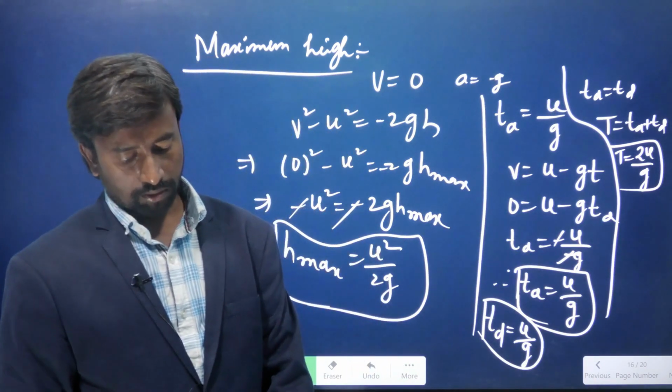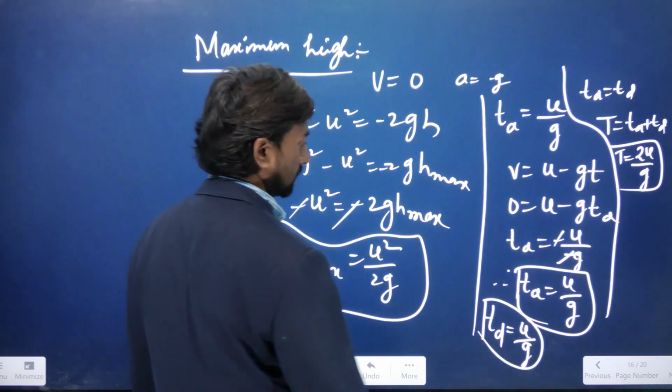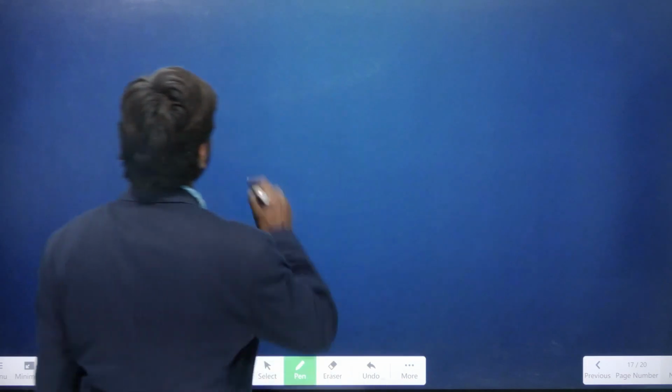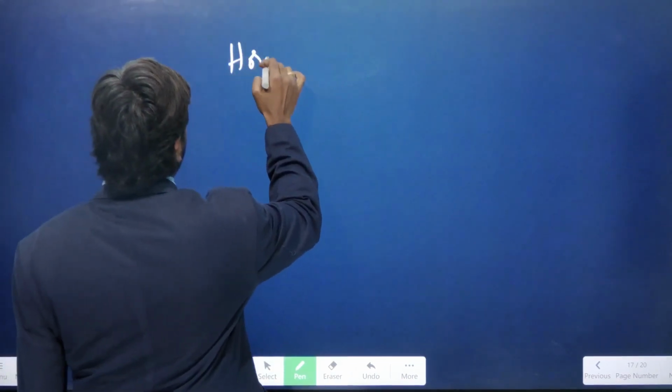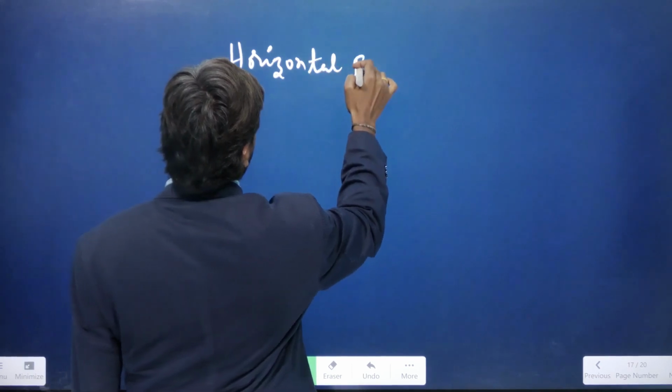Next we have the horizontal projection also. Horizontal projection is nothing but when a body is projected from a certain height.